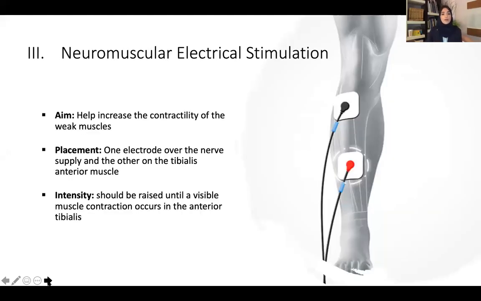Functional electrical stimulation or neuromuscular electrical stimulation can help generate and increase the contractility of the weak muscles to some extent, especially the tibialis anterior muscle. One electrode should be placed over the nerve supply and the other electrode over the tibialis anterior muscle. The intensity should be raised until visible muscle contraction is seen in the tibialis anterior.